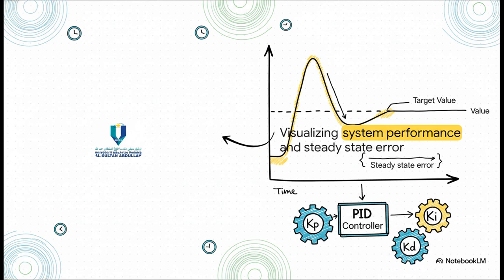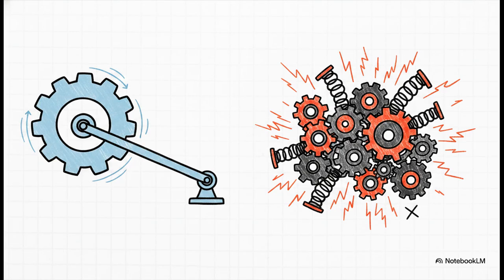Tuning a PID controller is basically this massive balancing act of tweaking those KP, KI, and KD numbers to get a super fast rise time without a massive overshoot and a quick settling time with absolutely zero steady state error. But here is a golden rule from the sources that you absolutely need to remember.